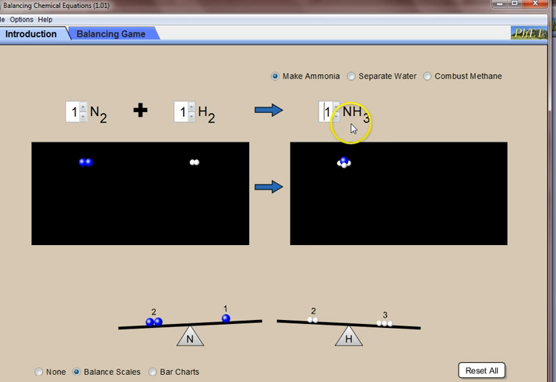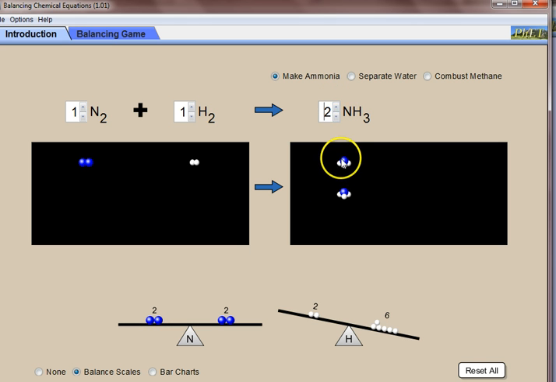To increase the number of nitrogens on the right, we increase this coefficient to 2. Now we have 2 nitrogens on the right and 2 nitrogens on the left, so the scale is balanced. But look what happened: the hydrogen got even more unbalanced. So we need to adjust the hydrogen. There are too few hydrogens on the left-hand side, so we need to increase the coefficient of hydrogen.